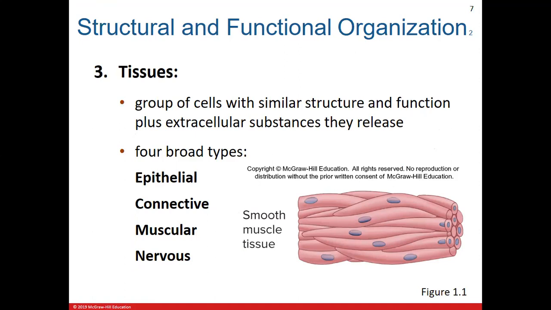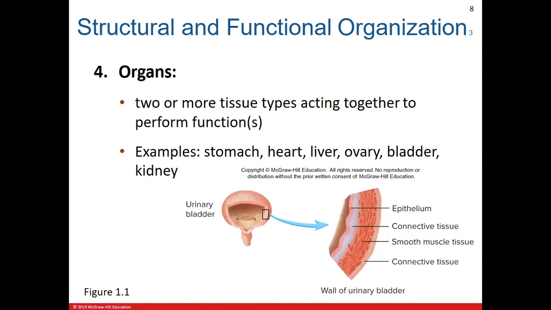So if you don't get these right away, that's okay. There's a whole chapter that deals with each of these tissues listed here: epithelial tissue, connective tissue, muscular tissue, and nervous tissue. Then if you move up from that, tissues come together to create what we call an organ. They list some common organs here for you, like the stomach, the heart, liver, the ovaries, bladder, kidneys. These are all examples of organs.